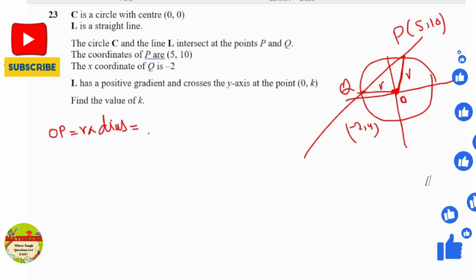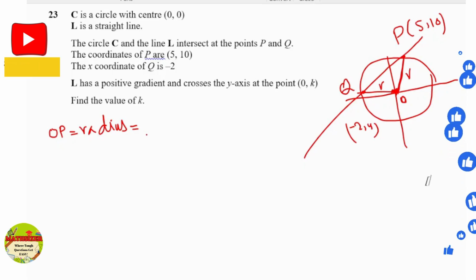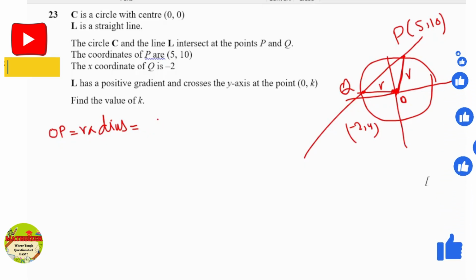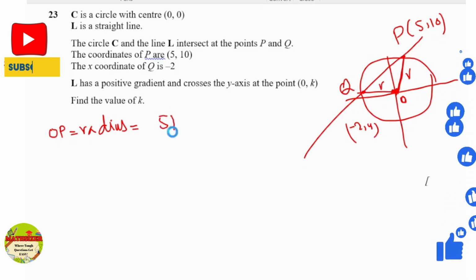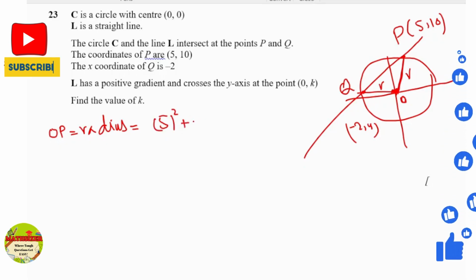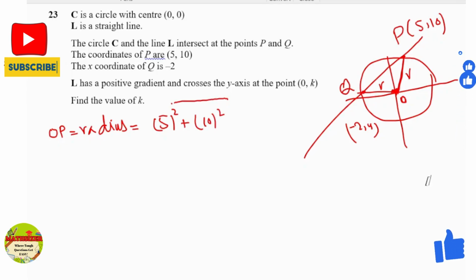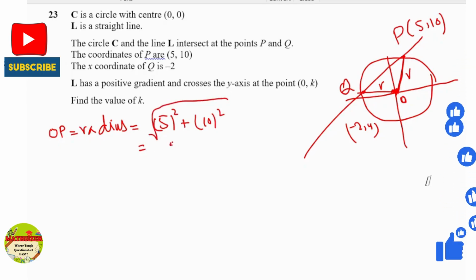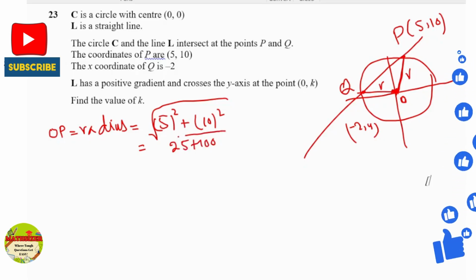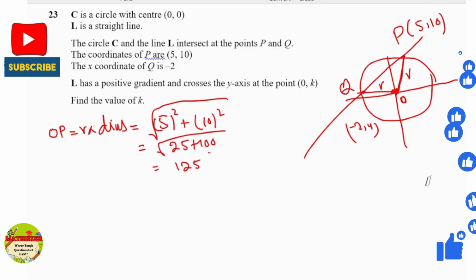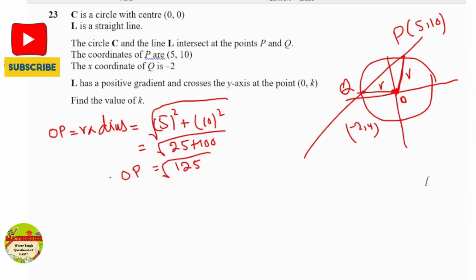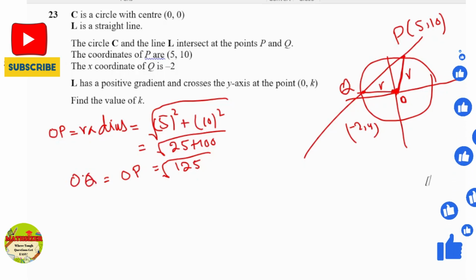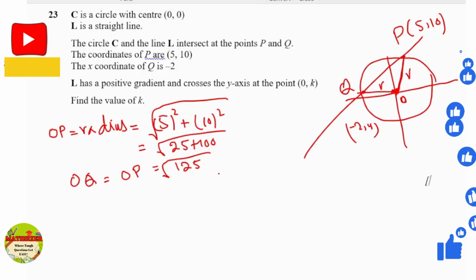So we're going to use the length formula. What's the length formula? The square root of (x2 minus x1) squared plus (y2 minus y1) squared. So we're going to use (5 minus 0) squared plus (10 minus 0) squared. That gives us our radius. So 25 plus 100 gives us the square root of 125 as the radius. So OP is equal to OQ, and OP and OQ are both the square root of 125.